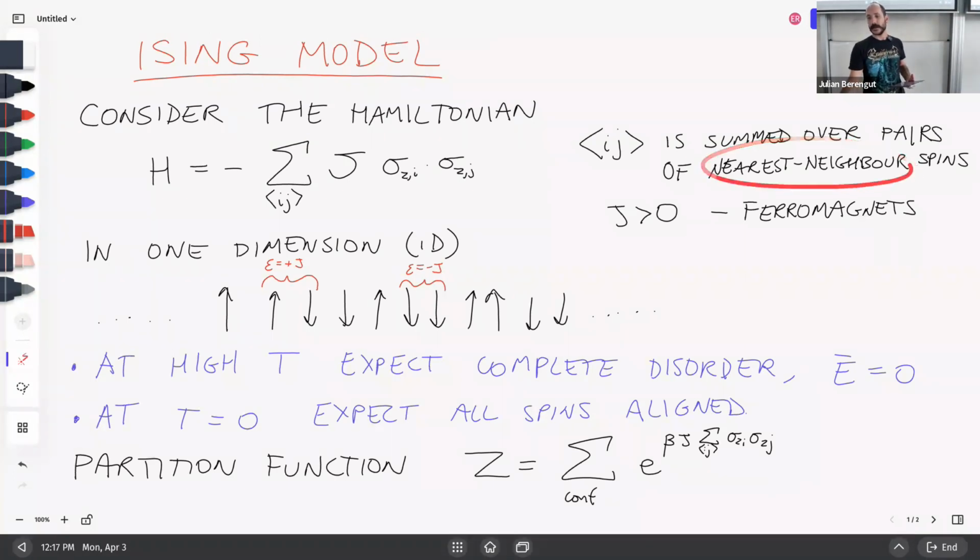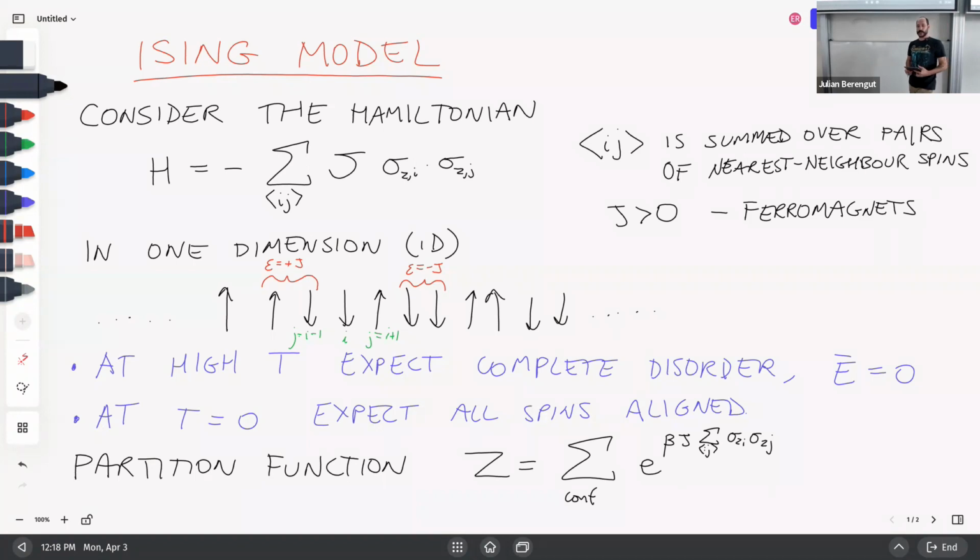Nearest neighbor means that for this spin, if this is the spin I, then J could either be I plus 1 or I minus 1. Sometimes it's just the writing on this thing. J equals I plus 1 or J equals I minus 1. That's my two options for that particular spin. So just the nearest neighbors, just the next door neighbor.